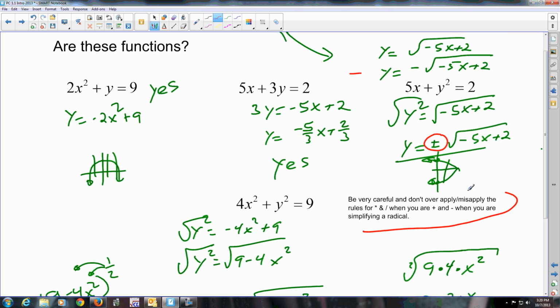So, remember, you guys, don't over-apply the rules that you know for when you're multiplying or dividing to when you're adding or subtracting. You can't. That doesn't simplify.